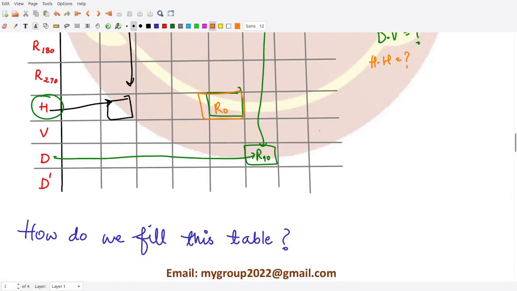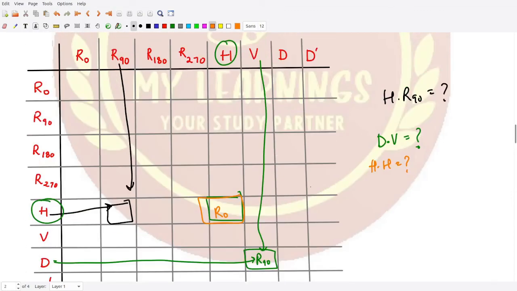I insist that you calculate all the entries of this table, write them down, and complete this table in this manner. Once you have completed it, just play the video and continue with the rest of the content. I hope you are pausing it.